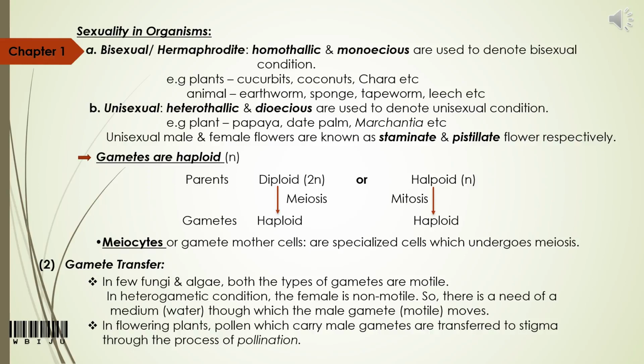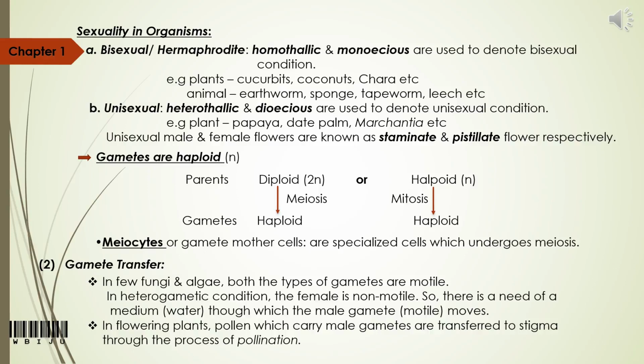Now, come to the next sub-event of pre-fertilization, that is gamete transfer. In several lower organisms, both types of gamete may be motile, or only male gamete may be motile. And in such condition, a medium like water is required to transfer the male gamete. And as gametes are transferred through water, many gametes may fail to reach the female. Okay, so to compensate this loss of gamete during transportation, male gametes are usually produced in large number.